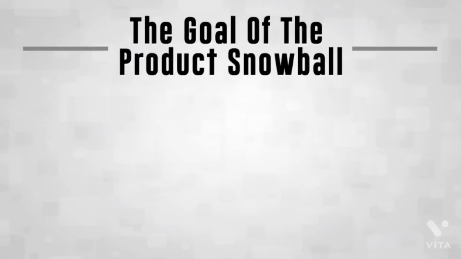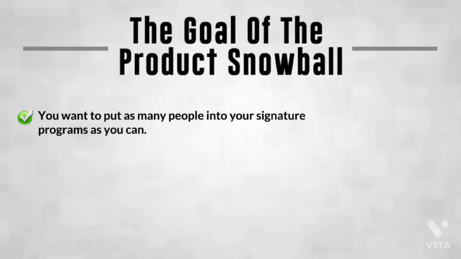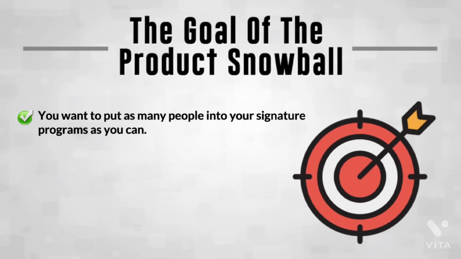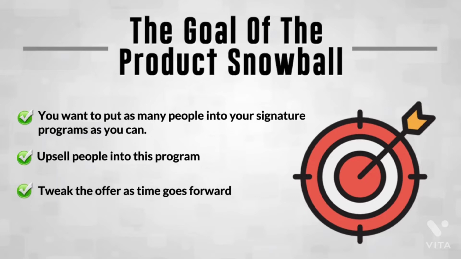Okay, what's the goal of the product snowball? You got to put as many people into your signature programs as possible, right? Your product launch is designed to get people into your signature program, and you're going to upsell people into this program. Now, we're going to talk about that signature program. You're doing these little launches to build your community, but ultimately, your goal is to get people into your signature program. Okay, you tweak that offer as time goes forward.